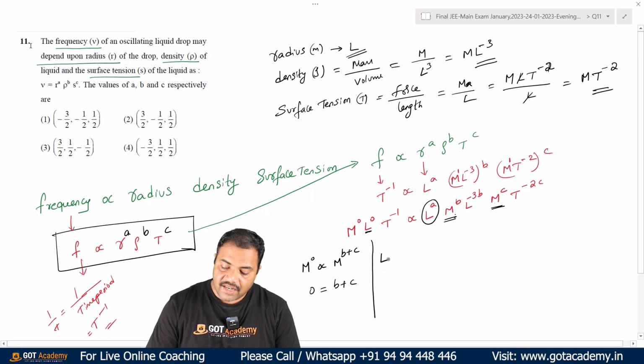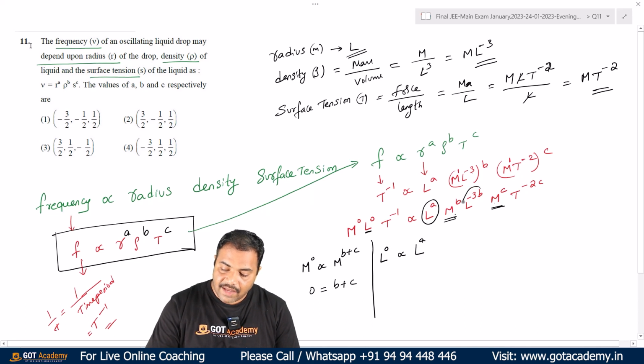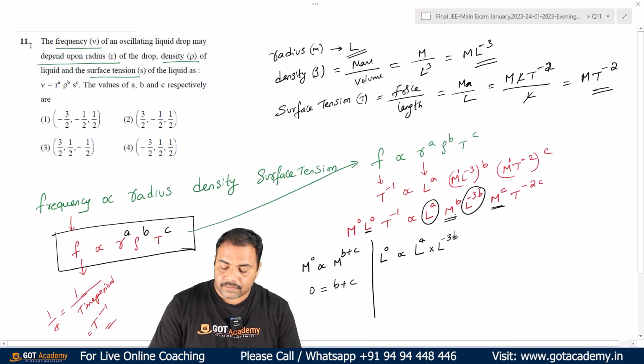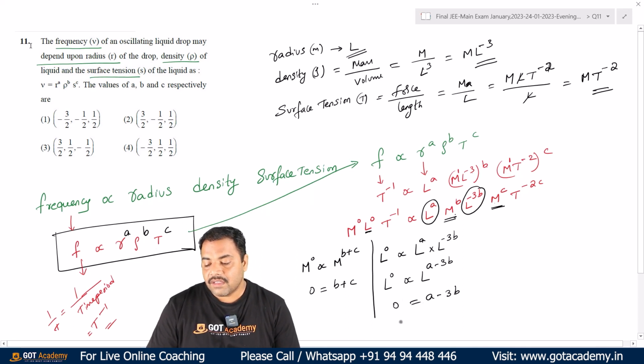On LHS side, the dimensions of L in F nothing but L power 0. On RHS side, it is L power a as well as L power minus 3b. If this is the case, you could write it as L power a minus 3b. So that is 0 equal to a minus 3b. That is a equal to 3b. We could write like this.